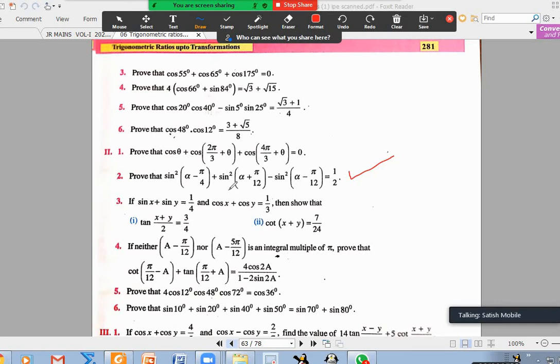Sin square of alpha minus pi by 4 plus sin square of alpha plus pi by 12 minus sin square of alpha minus pi by 12.